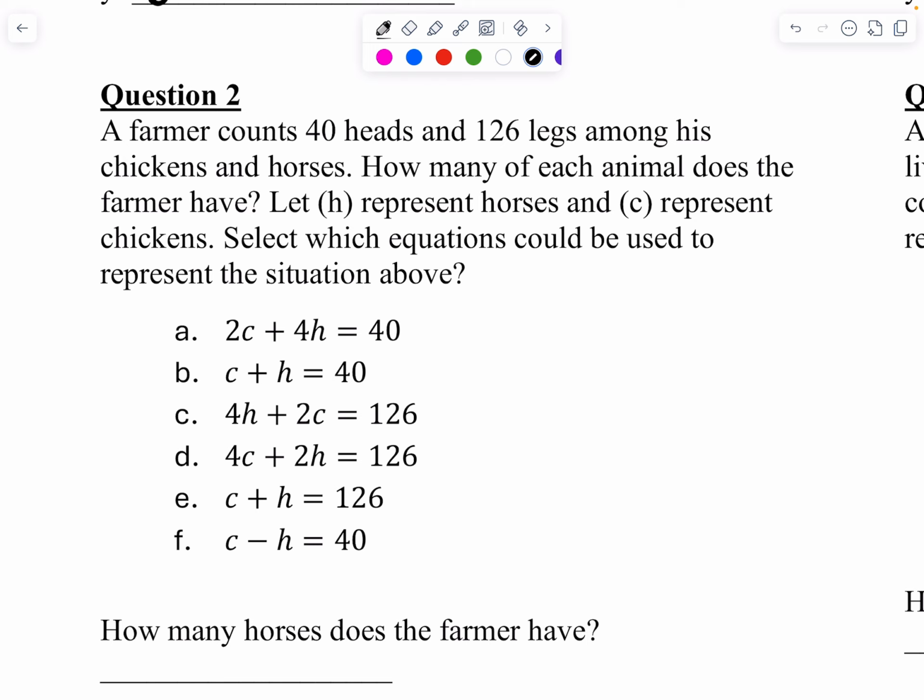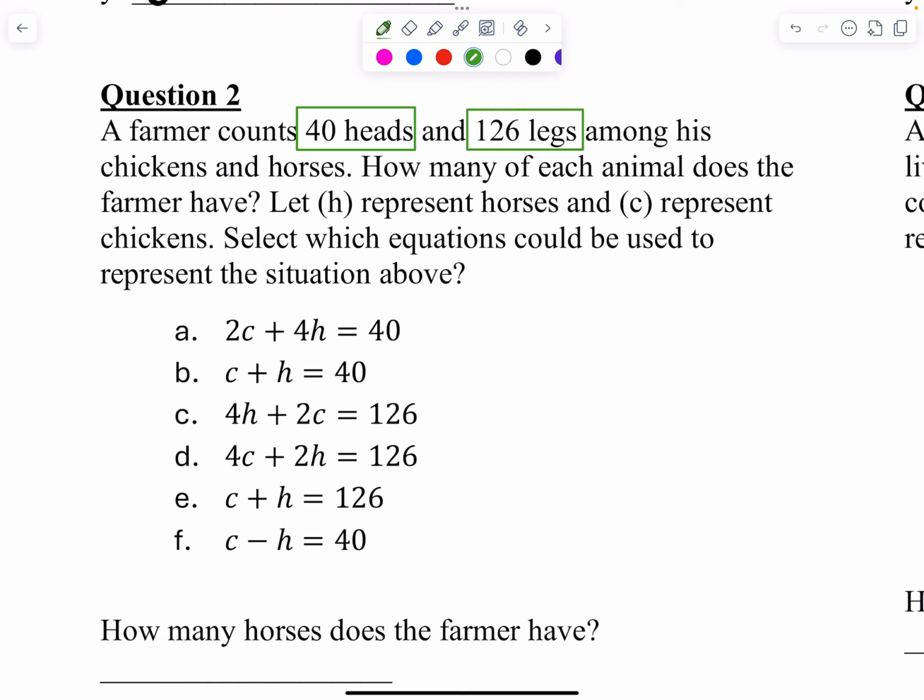Now I'm going to pretend that I'm covering up my answers here. And I'm just going to worry about writing the equations. If I know how to write them, let's go ahead and do that first. So the farmer counts 40 heads. That's the total number of animal heads that there are. Then he counts 126 legs, so that's the total number of animal legs that there are.